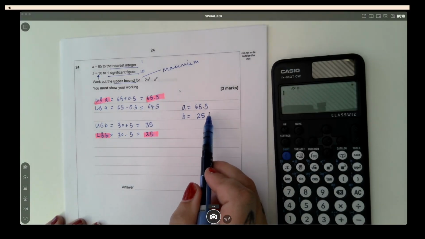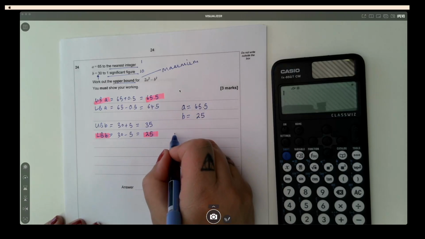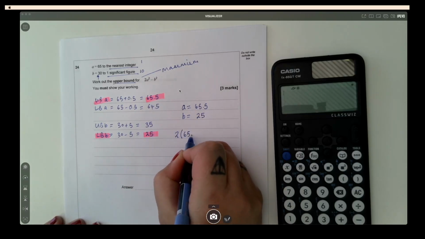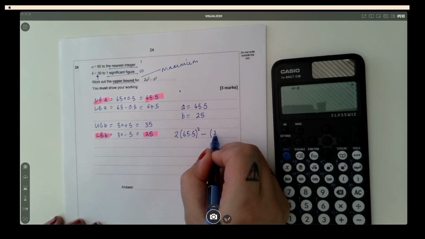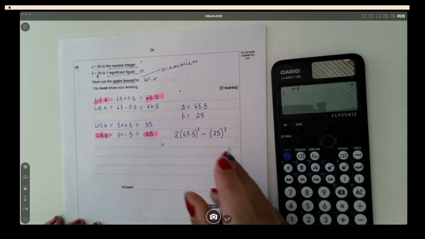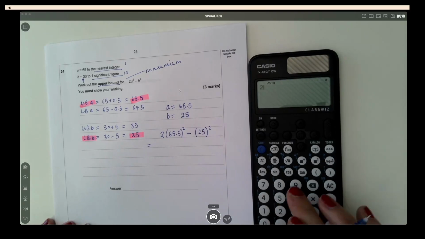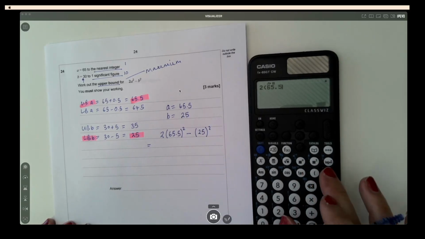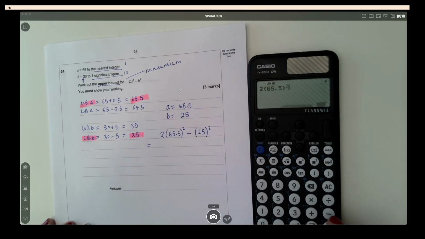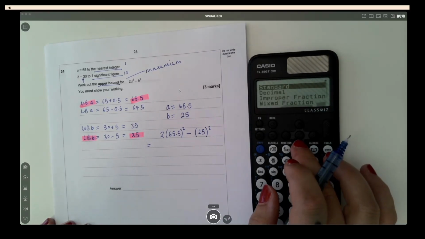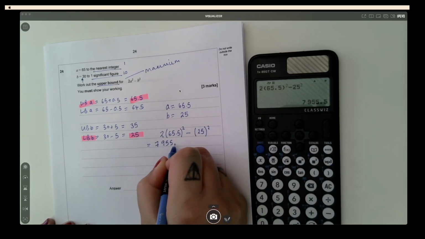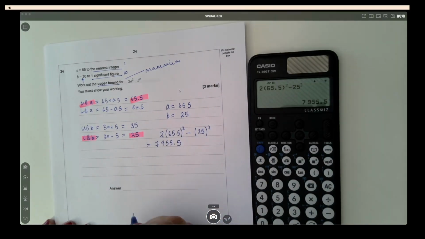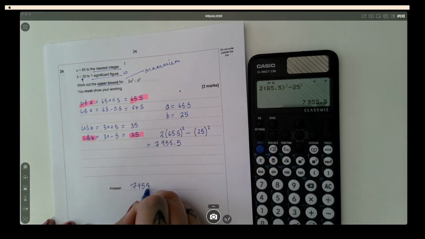And then we're going to substitute these two values into this calculation. So we have 2 times a is 65.5 and it's squared, subtract 25 squared. So let's stick that in our calculator. 2 times 65.5 squared, subtract 25 squared. So we get 7,955.5, and that's what we're going to pop on our answer line.